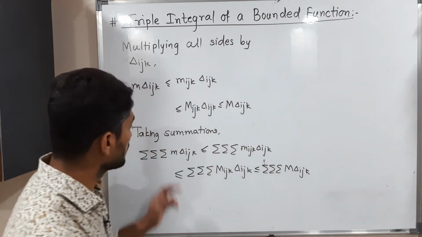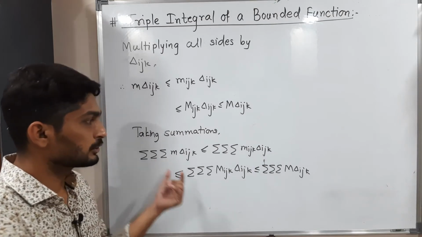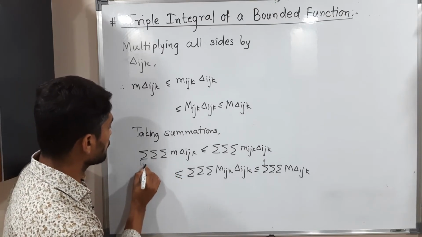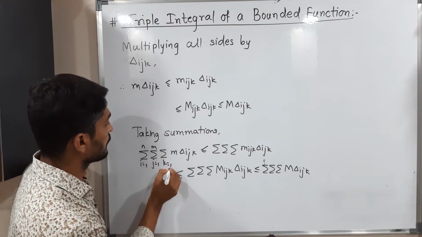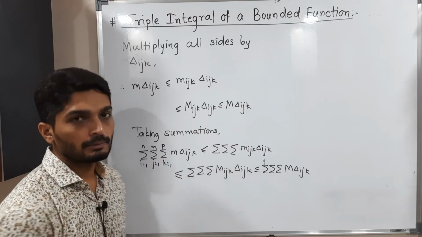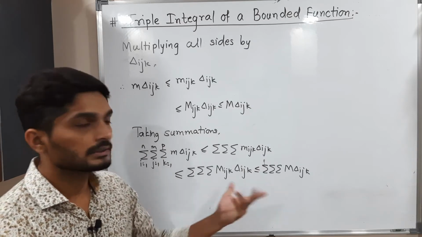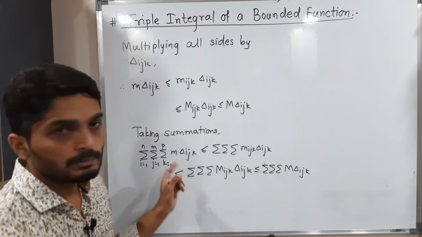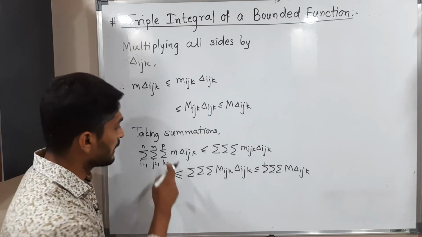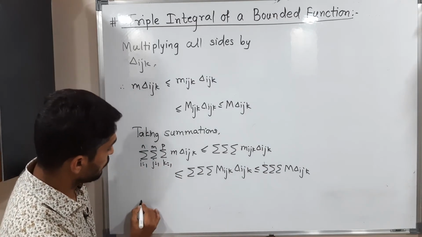See, after that, actually summation limits: i running from 1 to n, j running from 1 to m, and k running from 1 to p. I'm not writing it for the remaining ones, but you need to consider that you'll have the same limits. Here small m is a constant, so it will come outside. That means it is independent of ijk. So small m will come outside.